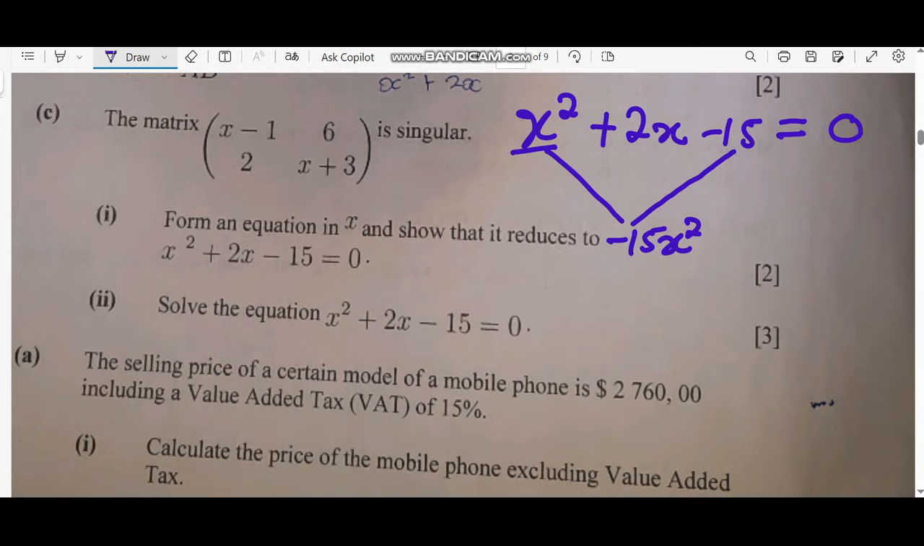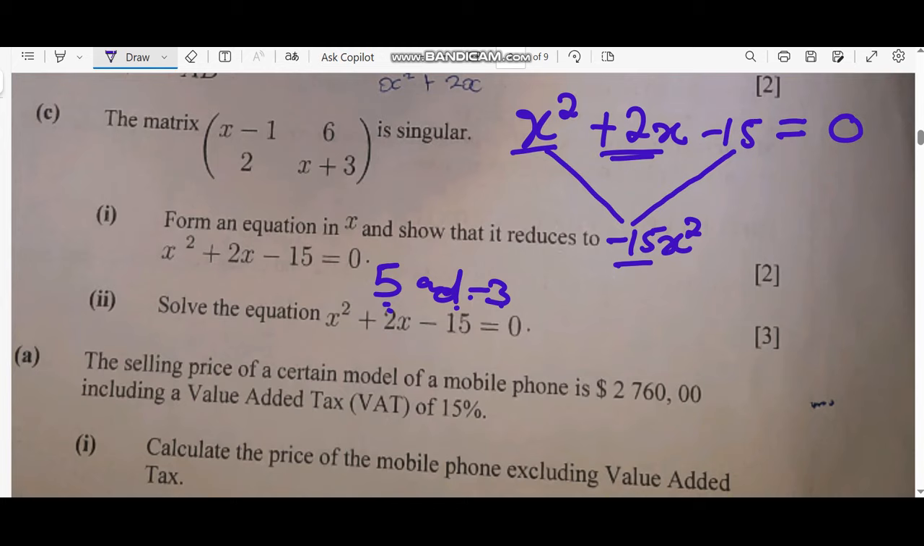Then after that, we check two numbers that we can multiply to give us minus 15, and at the same time we can add or subtract them to give us the middle value. Which numbers are those? I can see it is 5 and minus 3. So 5 minus 3 gives 2. And 5 times minus 3 gives minus 15. So my factors are actually 5 and minus 3.